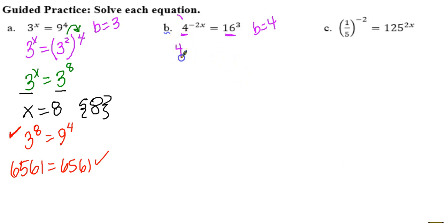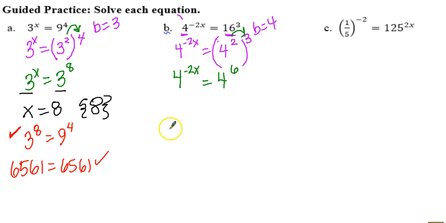So we'll rewrite so that they are both base 4. 16 I would replace with 4 to the 2nd, cubed. Now I'm switching colors, and I'm going to apply my power rule. So I get 4 to the negative 2x equals 4 to the 6th power. And now that my bases are the same, the exponents are equivalent.